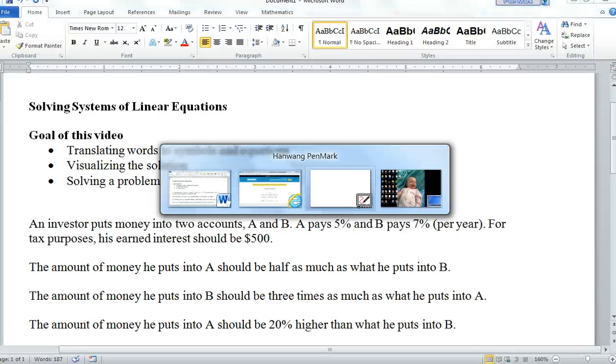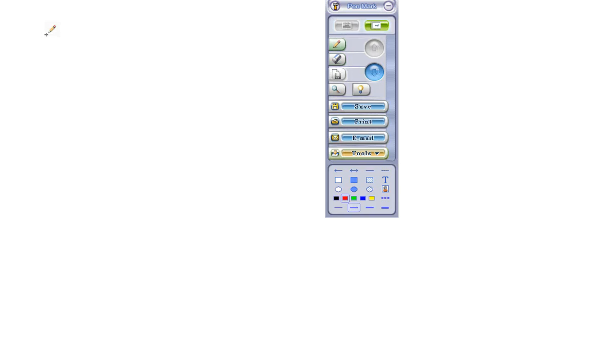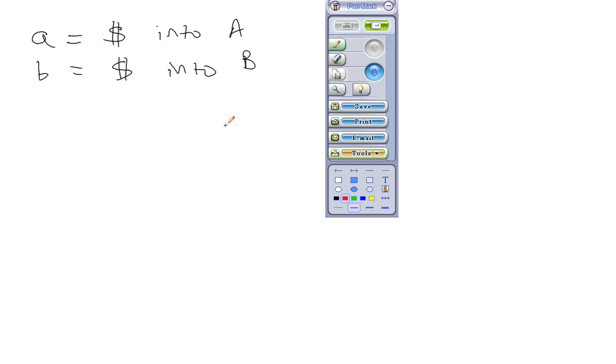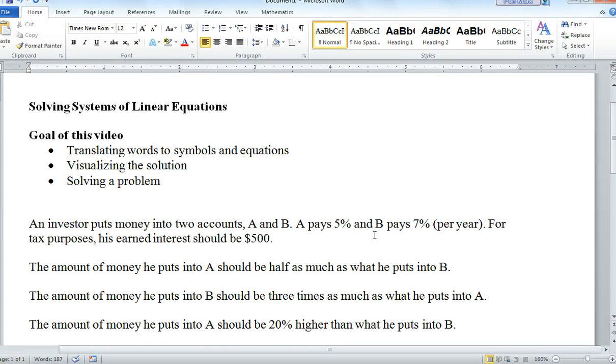Well, let's set up some variables here. The first thing we'll do is let little a represent the money into account A, and let little b equal money into account B. Okay, so we want to ensure that the amount of interest that is earned is $500.